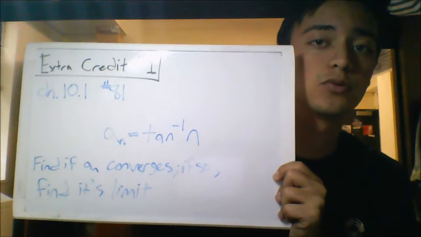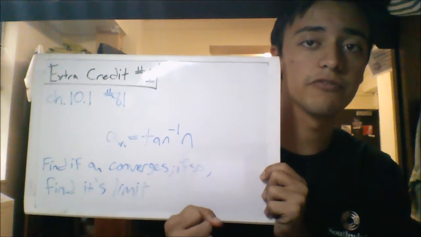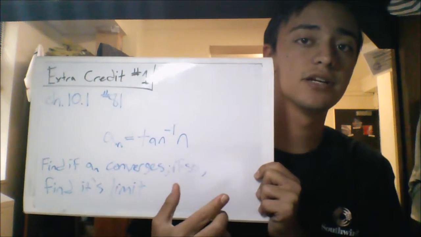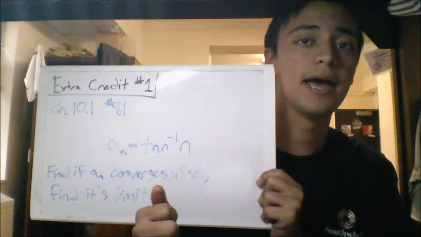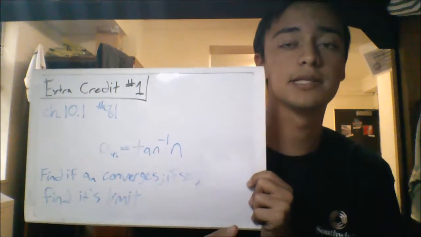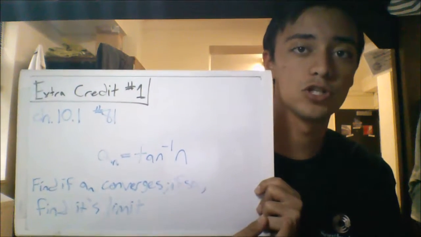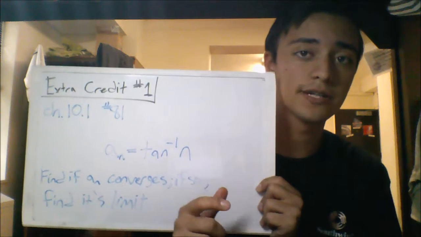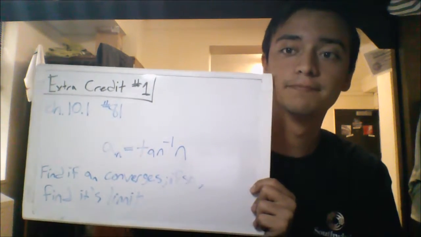So in order to do this, we're going to be using a power series, and then we're going to try to find a limit to the power series of this a sub n. And if we can find that limit, then that means that we can find an interval of convergence, which shows whether this equation converges or not. So we're going to begin this process by first finding the power series of the inverse tangent of n, and then from there we can find the limit.